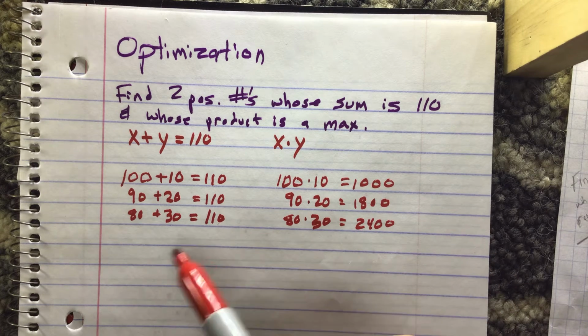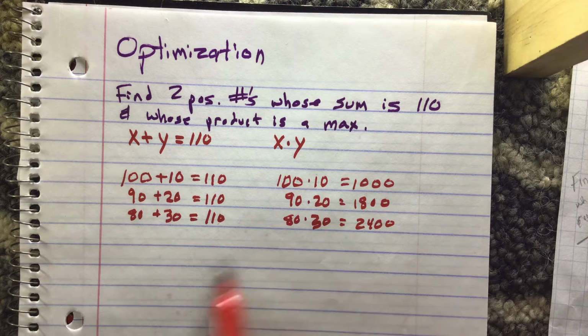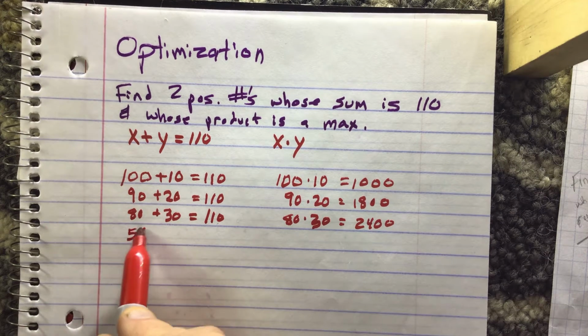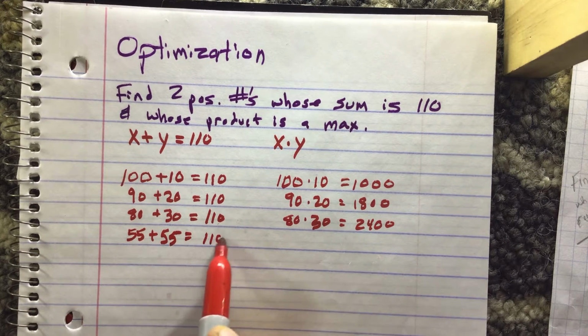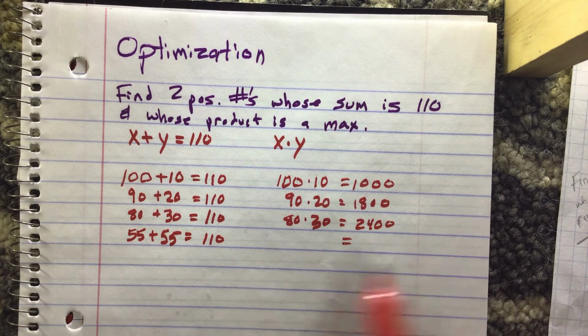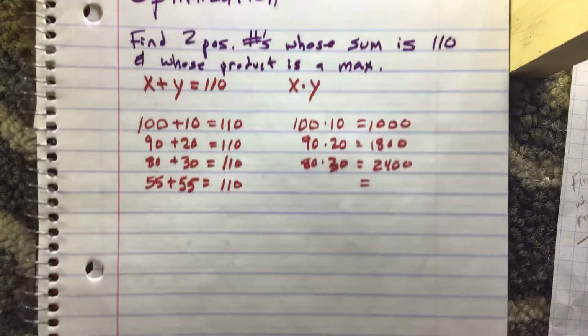So you could do this by trial and error, and you could keep going all the way down until you find it. And it ends up being exactly 55 plus 55 equals 110, and then you get a maximum product. But we're going to do it using calculus.